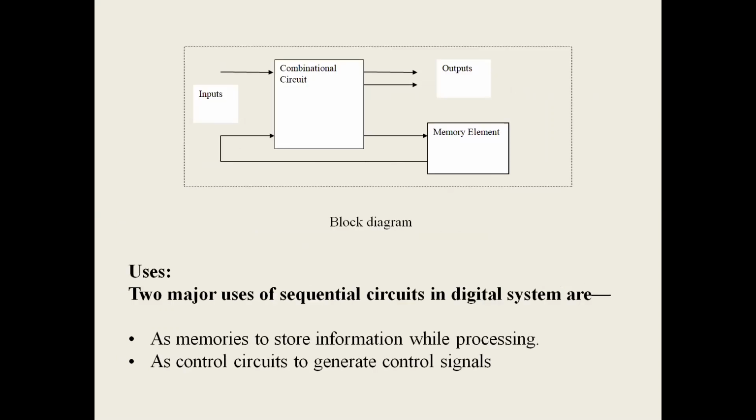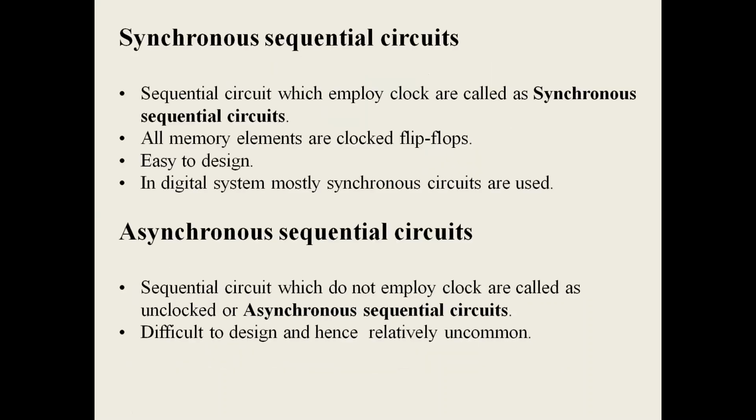As you can see here, this is a block diagram of the sequential logic. Along with this combinational circuit, where you are using input and there is output, there is also a feedback from the memory element, because the whole system is dependent on memory. Two major uses of sequential circuits in digital systems are as memories to store information while processing, and as control circuits to generate control signals.